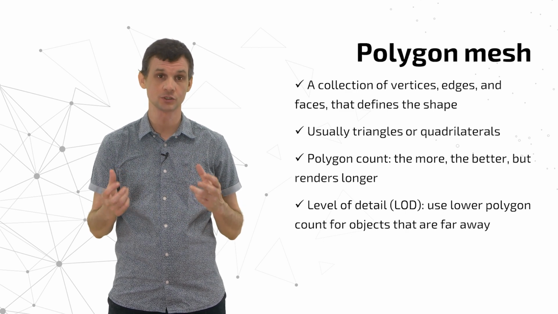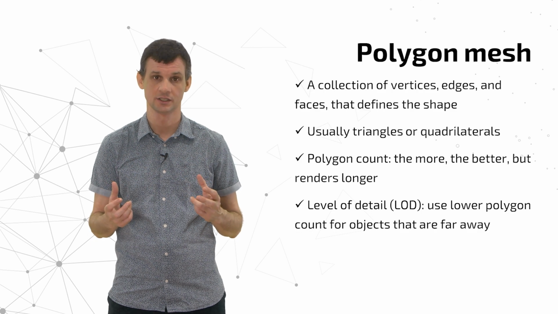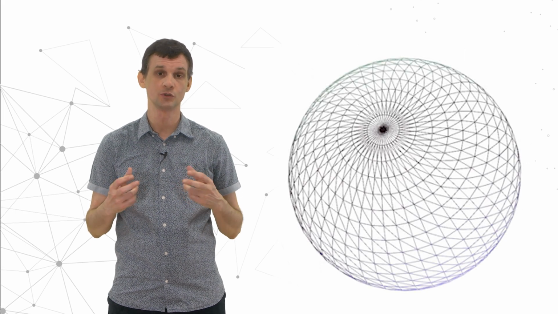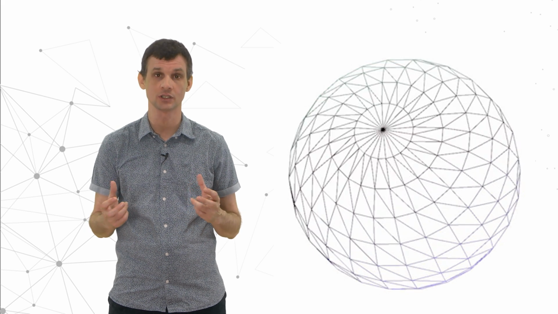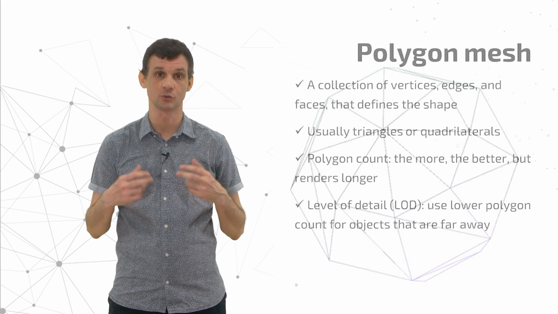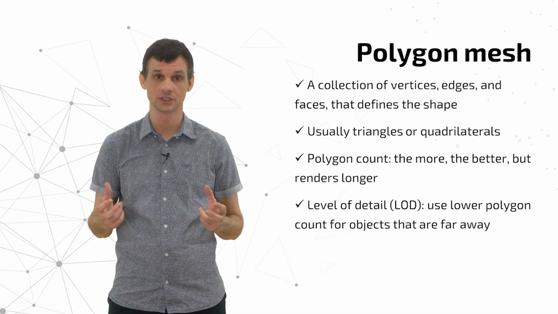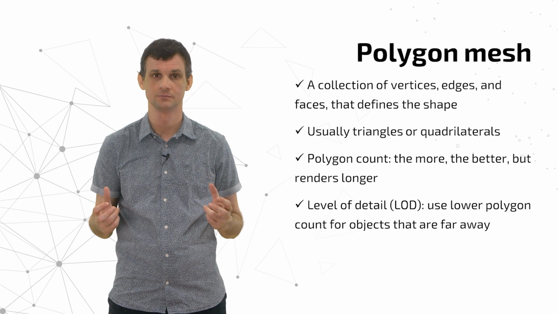A nice trick is used with the size of the characters. As a character or object moves farther from the player's view, a less detailed version of the model might be used to save on processing power. This system of using multiple detail levels for one object is called level of detail or LOD.